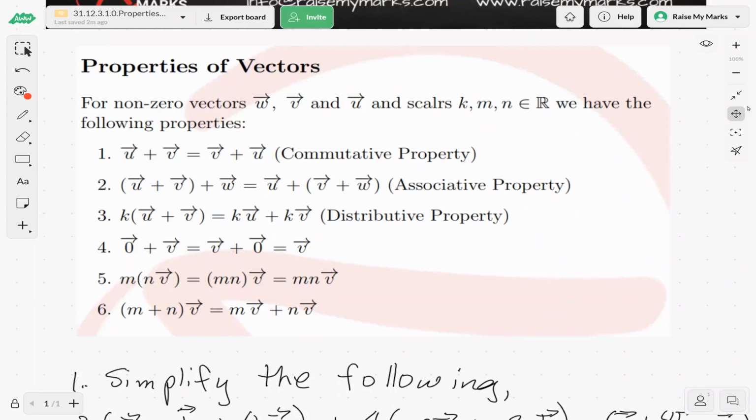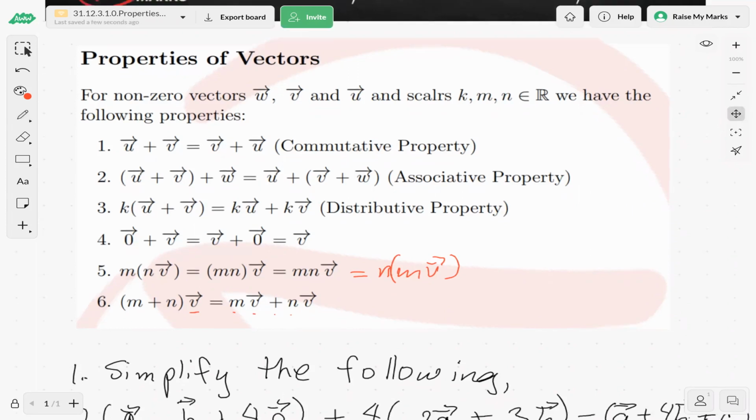Then we have m and n, which are scalars. m times, in brackets, n times v is the same as multiplying the scalars m and n together first, then multiplying that result by v, or we can switch them around. We can multiply the scalar m with v first and then multiply by the scalar n. And finally we have scalars m plus n. We add them together, then multiply them by the vector v. This is the same as multiplying m by v and then adding n times v. Good, so these are the properties.